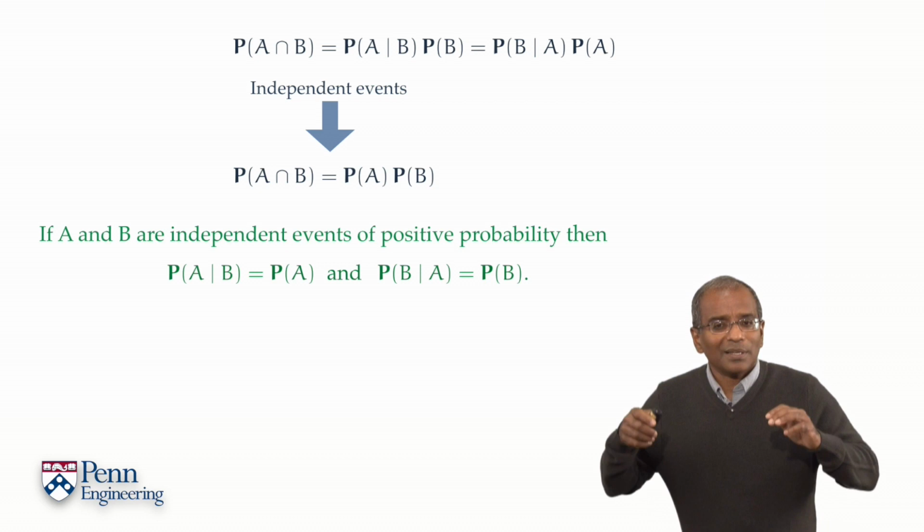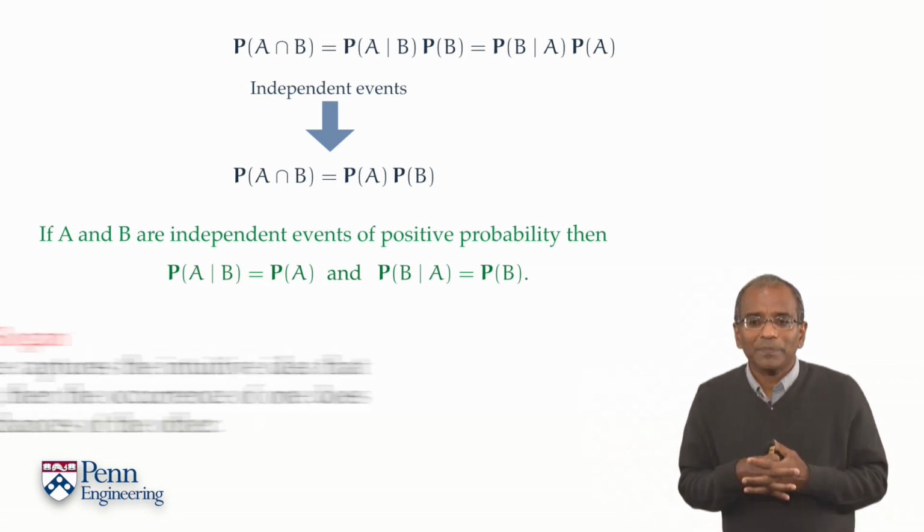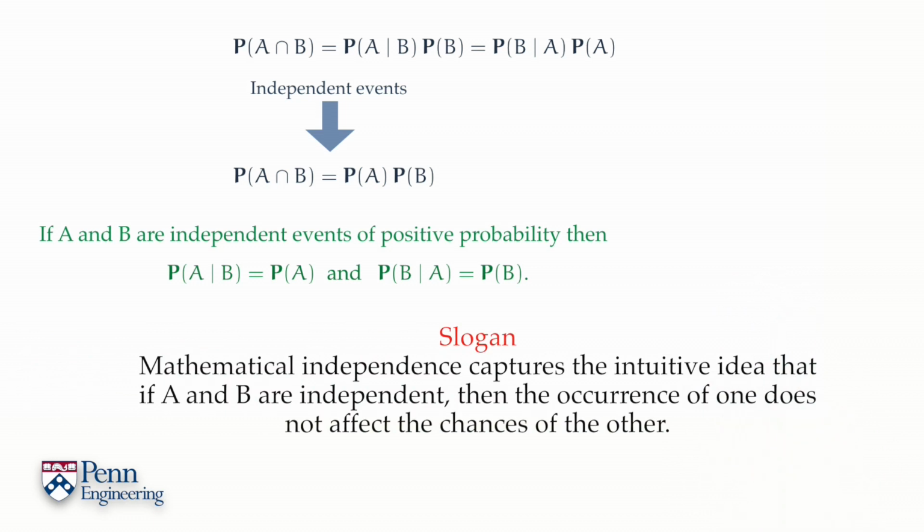In other words, we are in a political age, and so we should want a slogan. So here's our slogan. Mathematical independence, probabilistic independence, captures a very intuitive idea that if two events A and B are independent, then the occurrence of one does not affect the chance of the other.